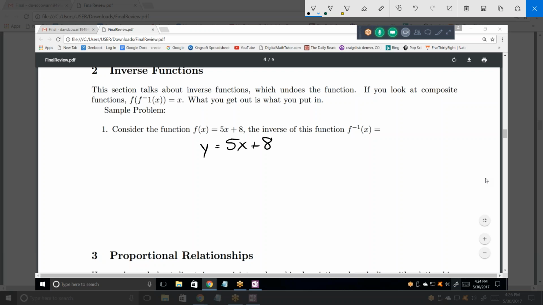Okay? So first step, what is the equation? If you switch the variables, what do you get? x equals 5y plus 8. And now solve that for y. Not in a single step. Do it in multiple steps.